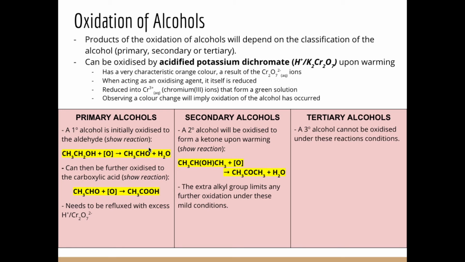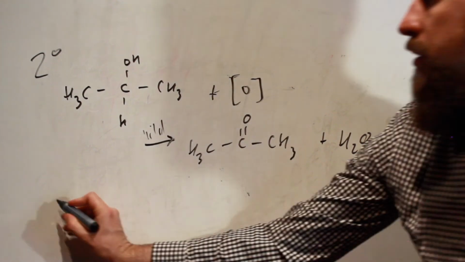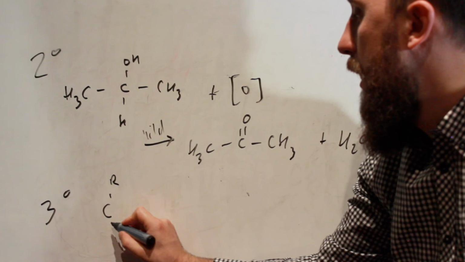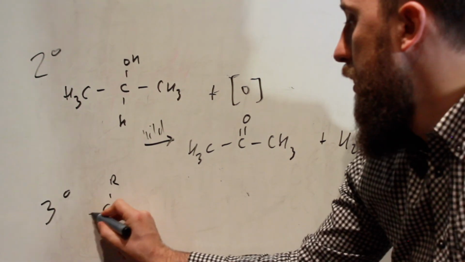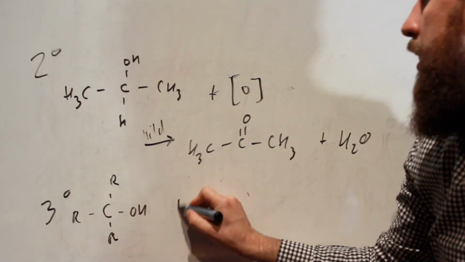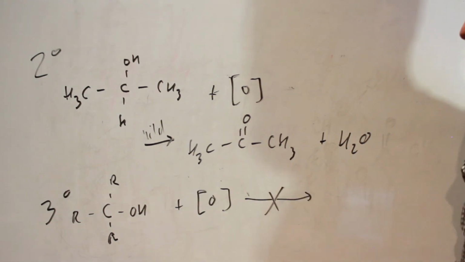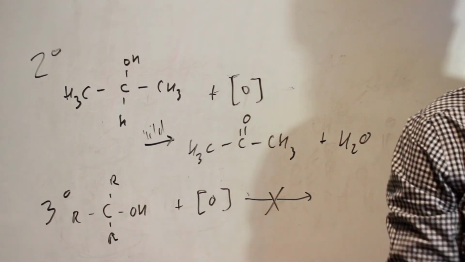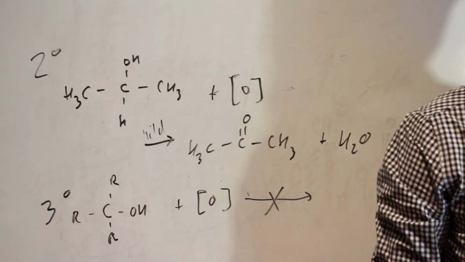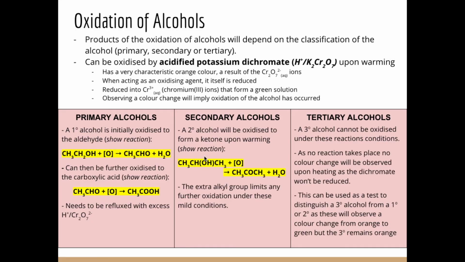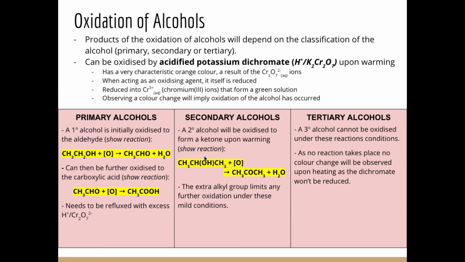Now, our tertiary alcohol is a bit different again. Our tertiary alcohol has it surrounded by three alkyl groups. So if I do a tertiary alcohol, where we've got R, and OH, now we can't actually oxidize this at all. No reaction occurs under these conditions where we warm it up with the potassium dichromate due to the alkyl groups that are around it, the other R chains. As no reaction takes place, we're not going to observe a color change.